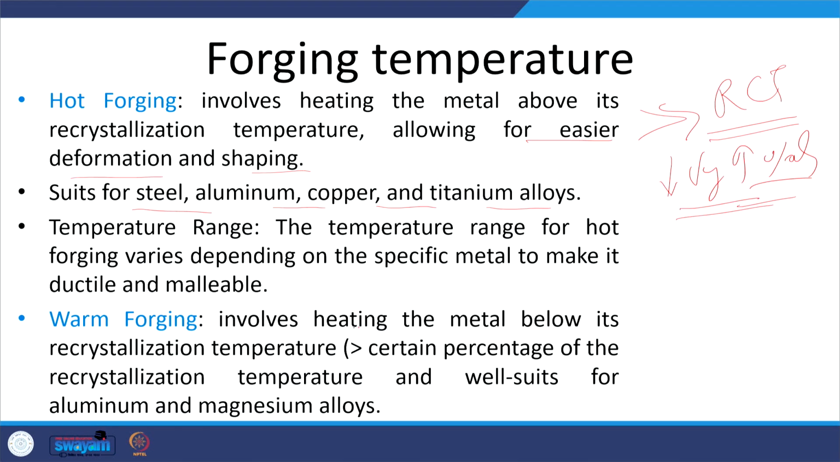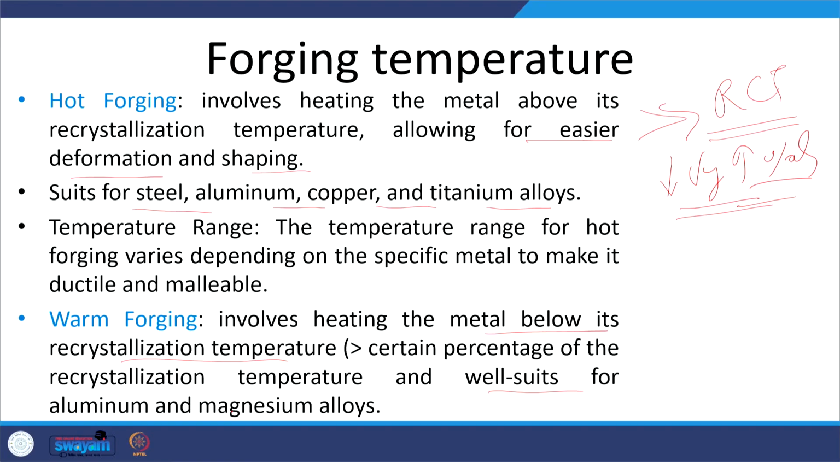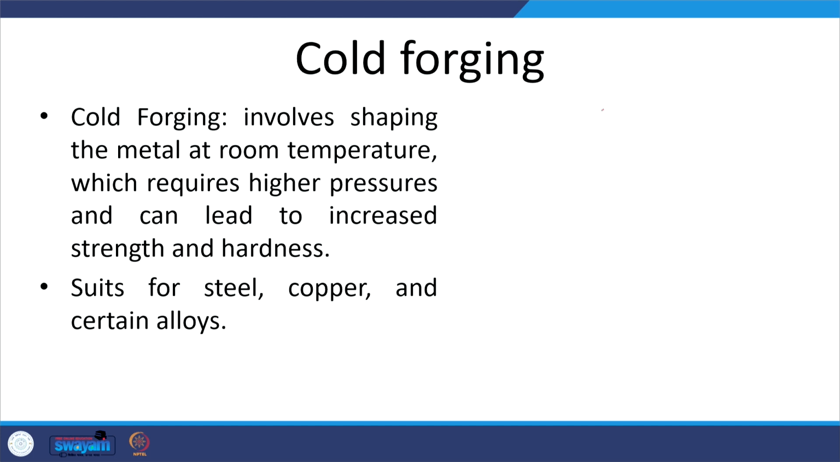Warm forging involves heating the metal below the recrystallization temperature, but to a certain percentage of it, and it suits softer metals like aluminum and magnesium. For cold forging, the material should have very high ductility. This is one requirement, and reasonably low yield strength is preferred.